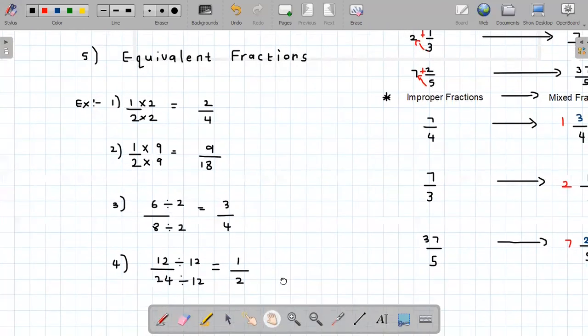So here, as you can see, equivalent fractions are very easy. The only thing we have to do is to multiply or divide the numerator and the denominator by the same number, right? So these are the 5 types.